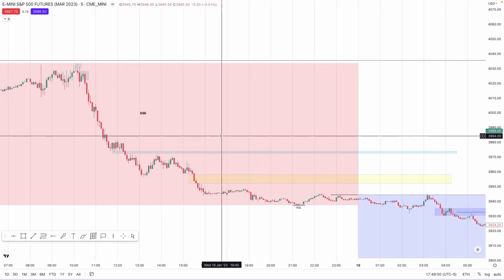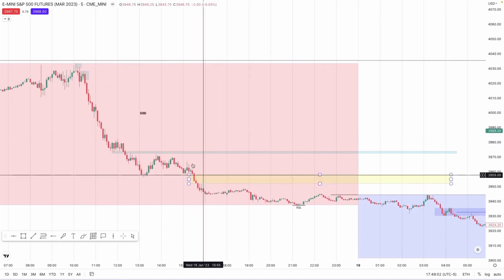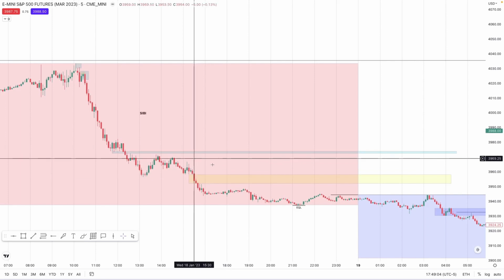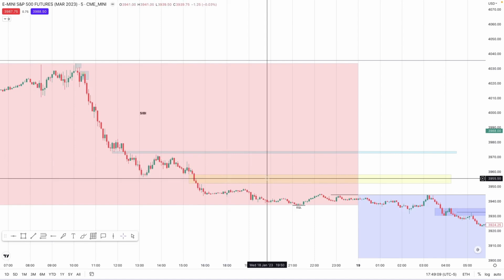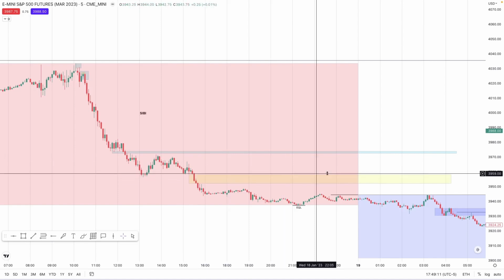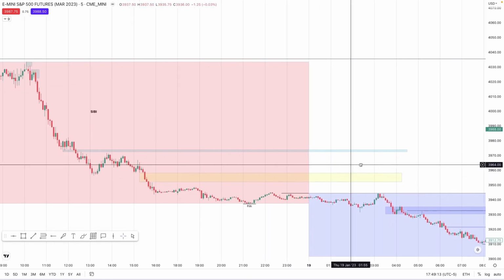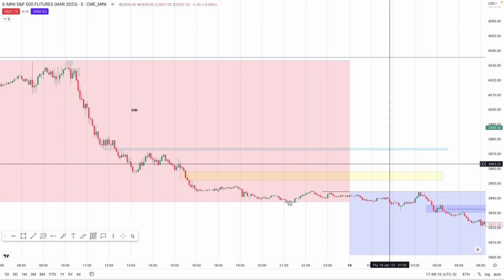Okay, so we made some notes on the 15-minute time frame about some points of interest that we were looking at, which came into play on Friday. So let's head back to the 15-minute time frame.